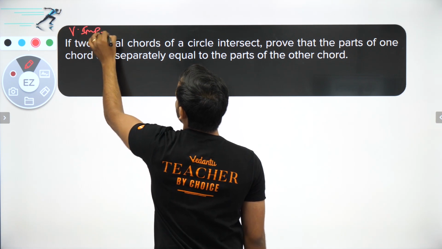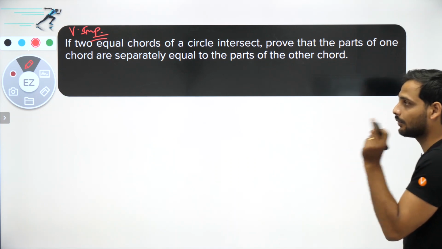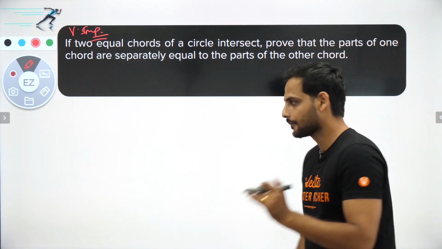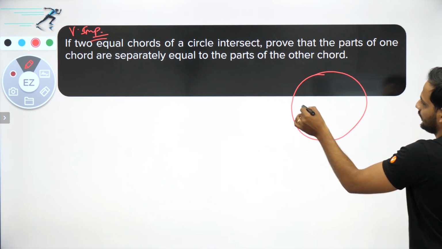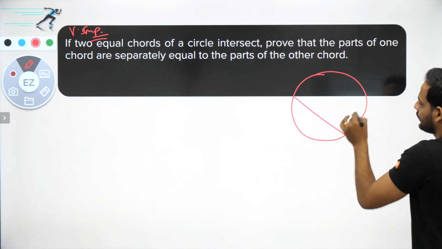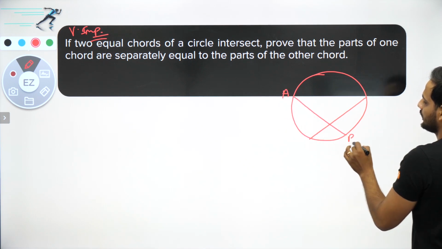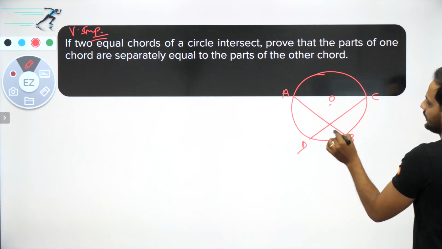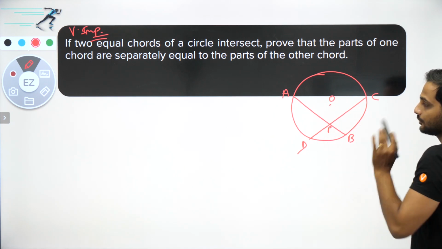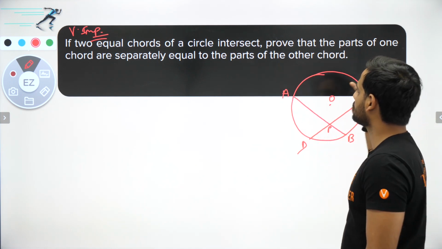What the question is telling you is that you have 2 equal chords. Equal chords, understand the meaning. Let's say you have a circle and this circle has 2 equal chords which are intersecting, A, B, C, D. Center is O and let's say the intersection point is P. You have to prove that the parts of one chord are separately equal to parts of the other chord.